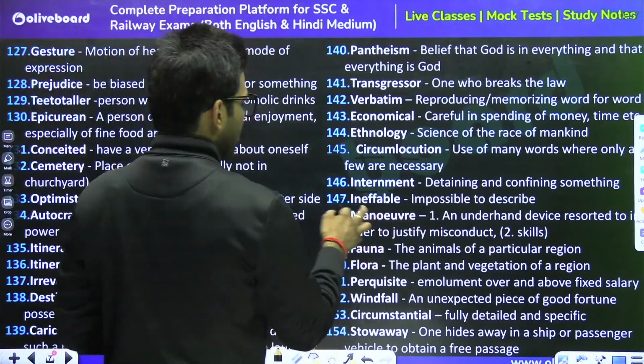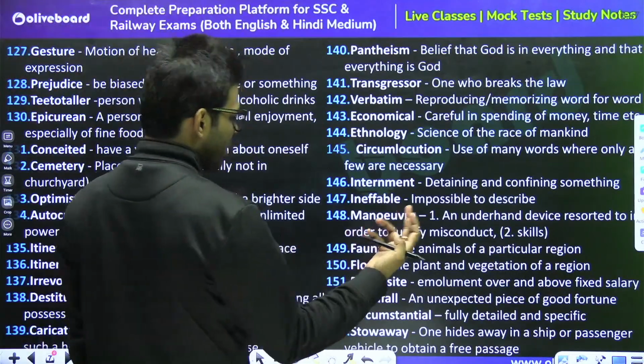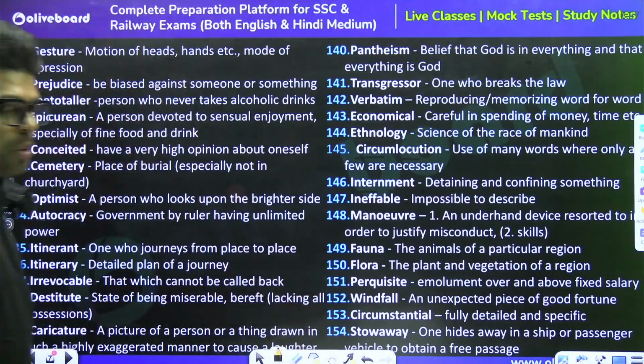Effable can be described. Ineffable cannot be described. Maneuvers, I had in a special class a couple of days ago, I hope you remember. Maneuvers are the skills. The flight was having turbulence, it was all about to go down, but somehow the pilot saved us using his maneuvers. During the storm in the sea, the ship was almost about to fall, but somehow the sailor saved us using his maneuvers, we say.